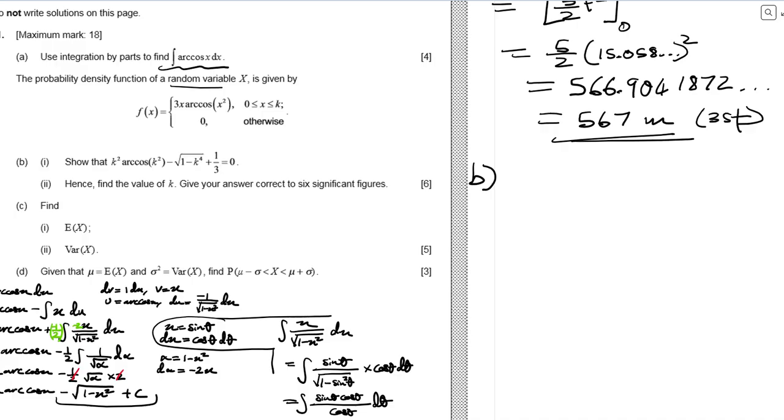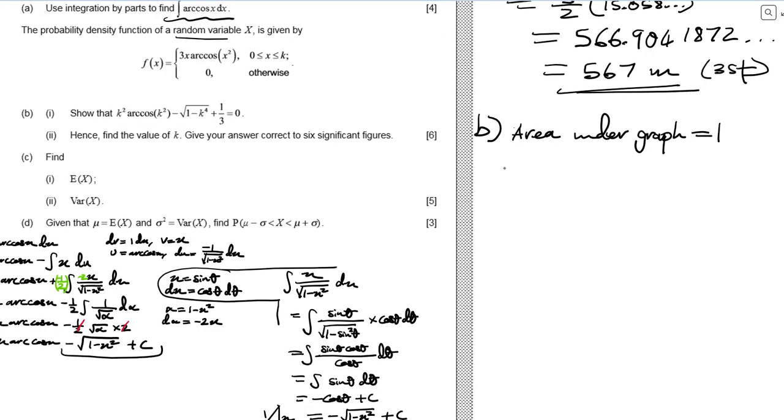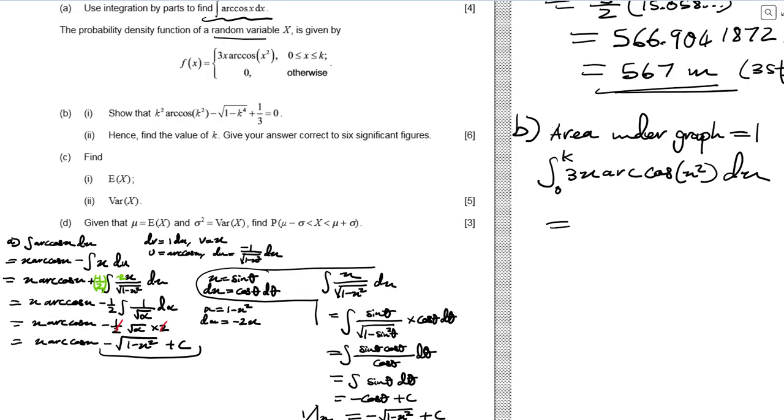Now, what we know about probability density functions is that the area under the graph is equal to 1, right? Or total probability. So what we can do here is just take the integral of 3x arccos x squared from 0 to k dx, and we just did the integral for arccos x.